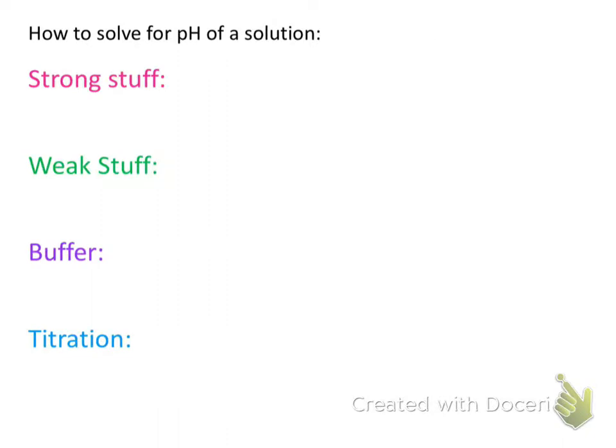So I wanted to finish by just talking about how we solve for the pH of a solution based on if we're looking at strong stuff, weak stuff, a buffer, or a titration. Let's start with strong stuff. Strong stuff is going to dissociate completely.